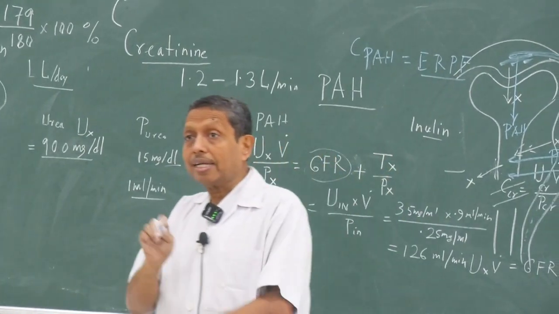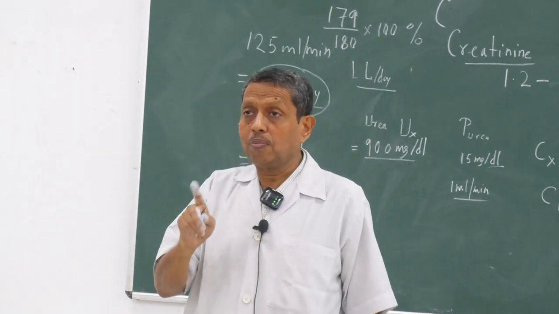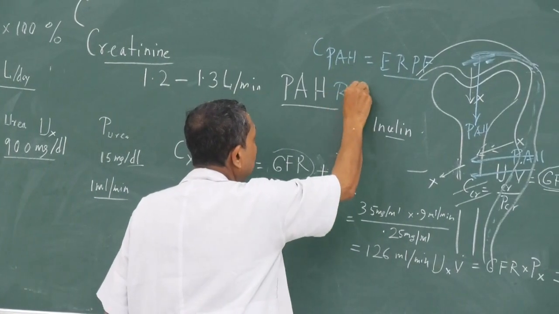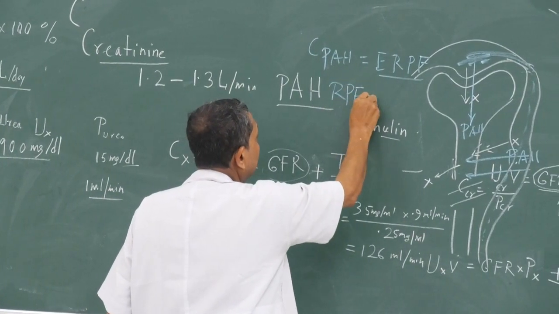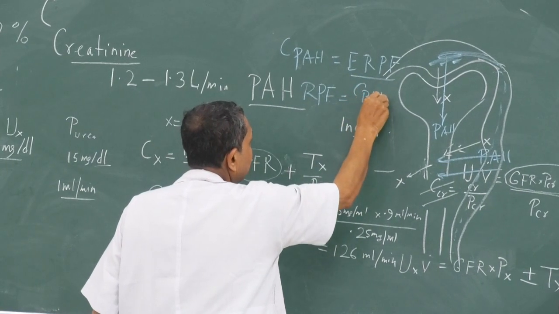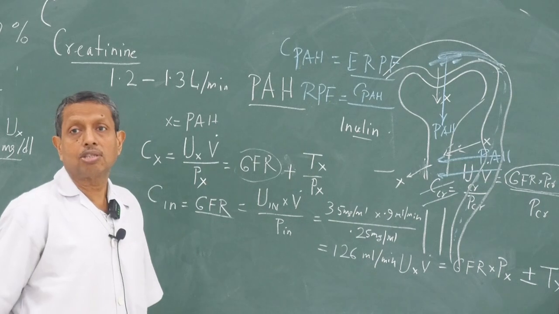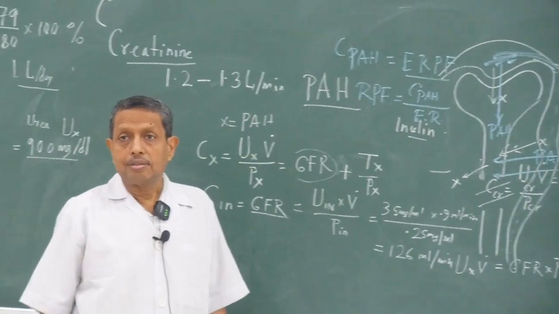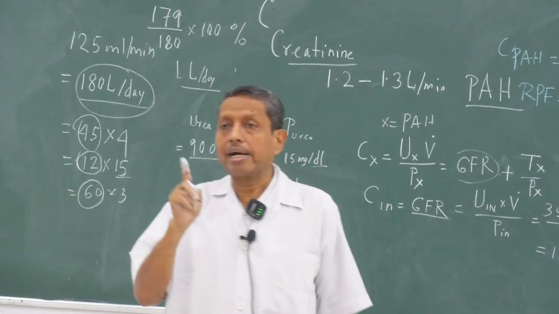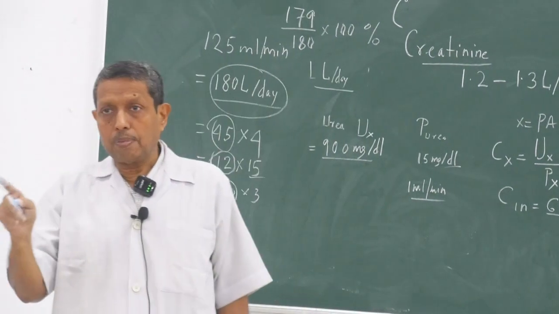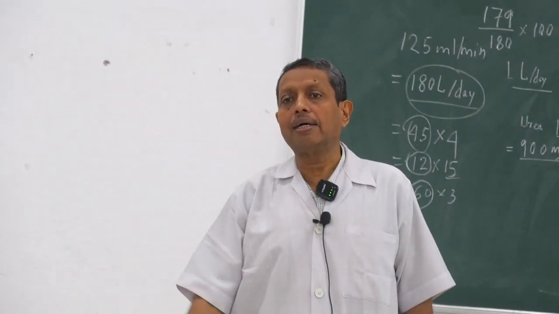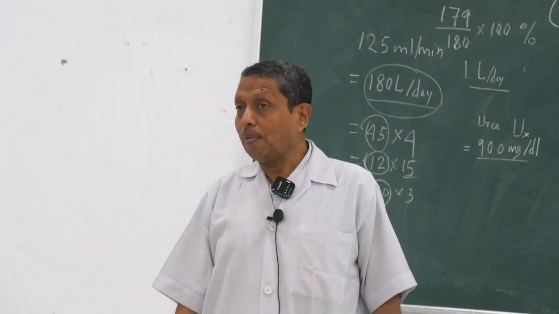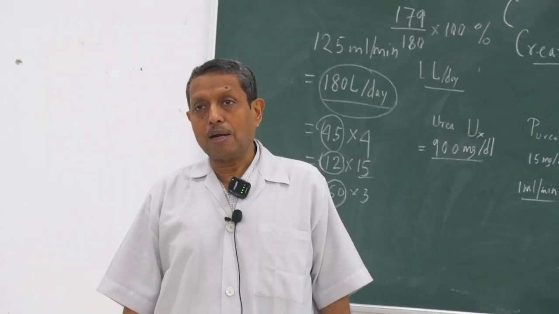And from which we can get the actual renal plasma flow, by dividing the clearance of PAH by the extraction ratio. The extraction ratio is equal to the renal arterial plasma concentration minus the renal venous plasma concentration, divided by the renal arterial plasma concentration, and from the hematocrit we can get the renal blood flow.